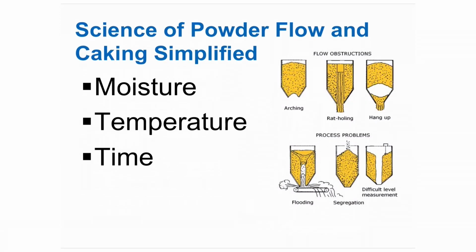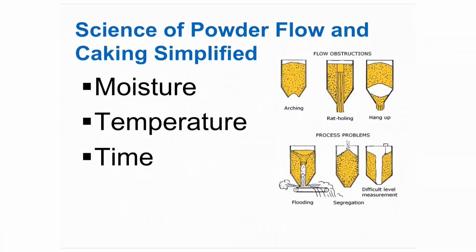So if we take a look at the science of powder flow and caking, and we want to simplify it, and certainly it's not a simple process, but as with most things, as much as we can simplify it, we gain benefit from that because it makes it possible to more easily come up with some possible solutions to the problems that exist. And so really when you break it down, the three main factors that are influencing and affecting whether or not a powder is going to cake and clump are moisture, temperature, and time.